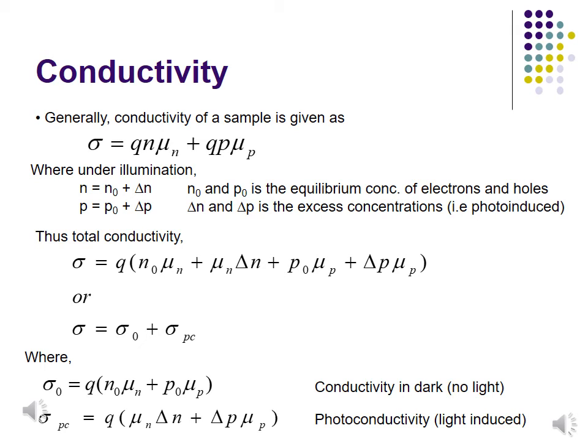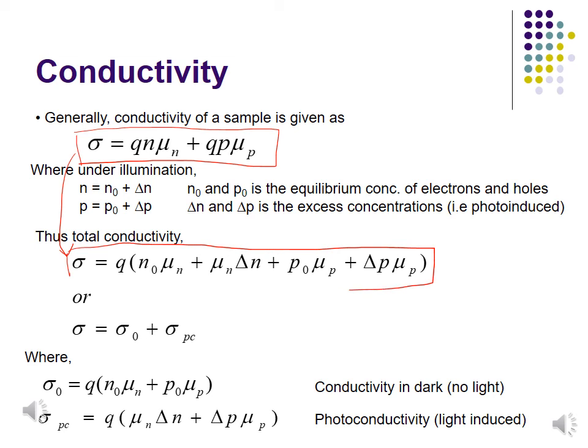Thus, for conductivity calculations, since the carrier concentration under illumination includes delta N and delta P, the general equation for conductivity is given in the top equation, and this will become the lower equation. This is the total conductivity of the sample. You can also calculate the conductivity induced by light using the sigma PC equation, whereas the conductivity of the sample without light is given as the sigma naught equation.